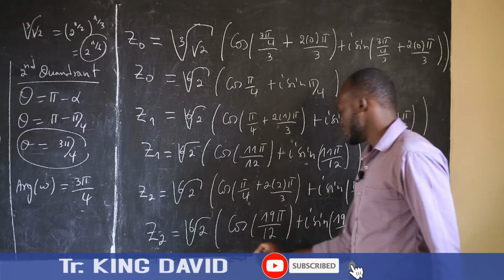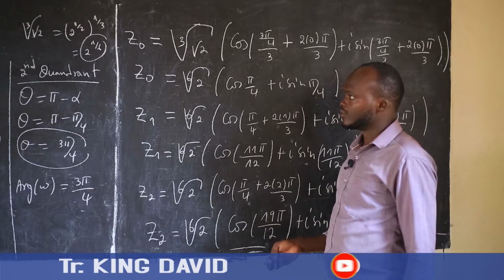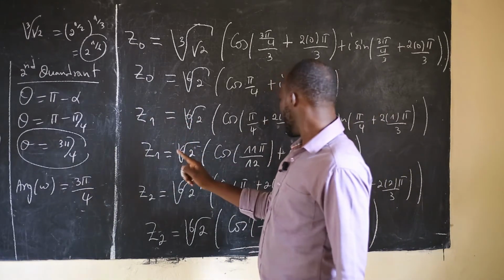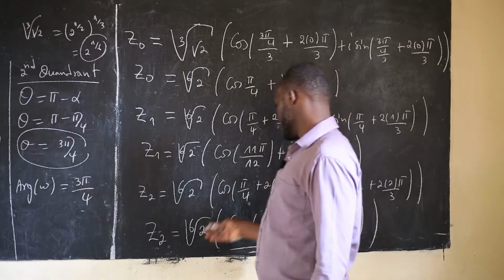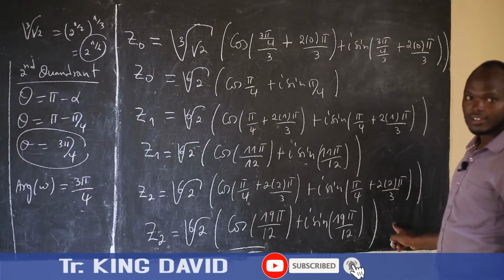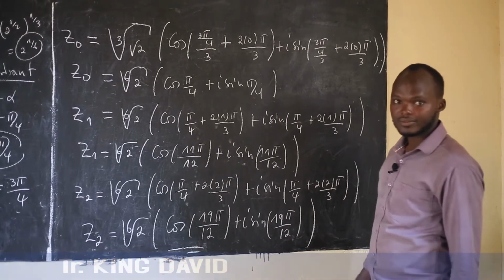So that's the answer. You see the cubic roots of -1 plus I. We have Z0, we have Z1, and we have Z2. So that's the answer. I hope there is no any question here. Yeah, thank you. If there's no question, let's go to another number.